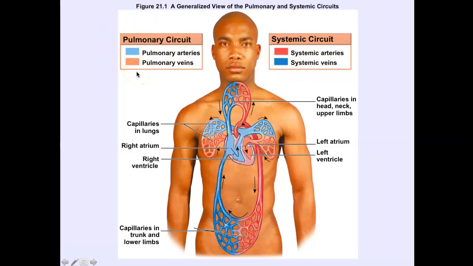In the pulmonary circuit, though, it's flipped. The arteries are blue. Why?